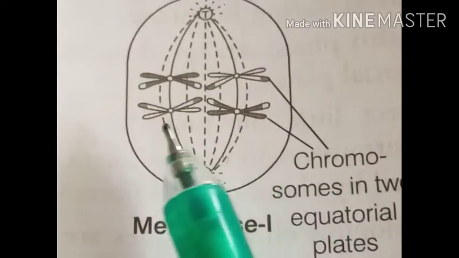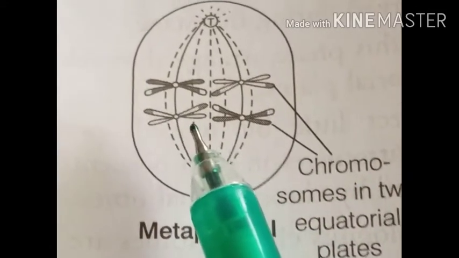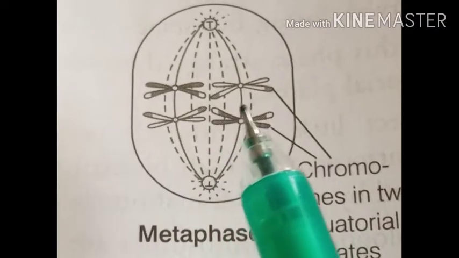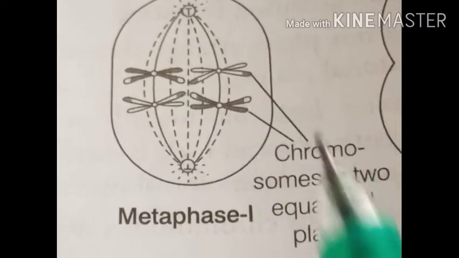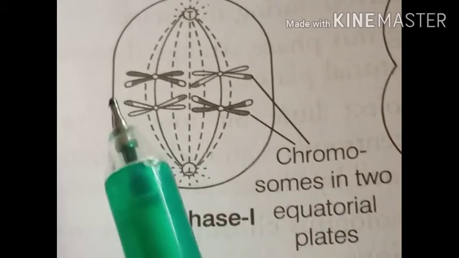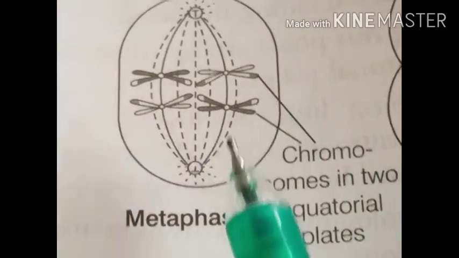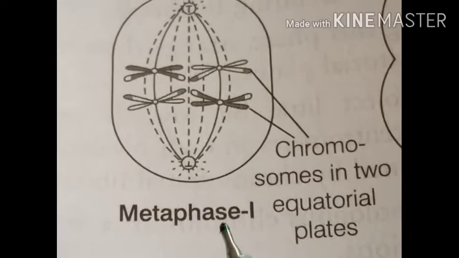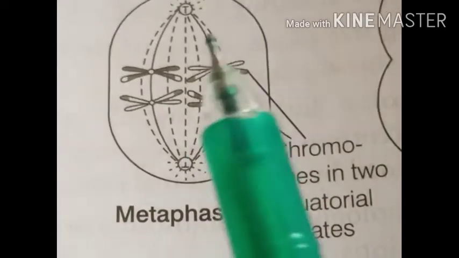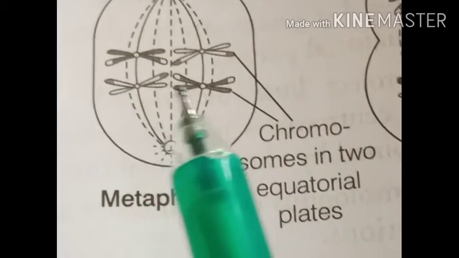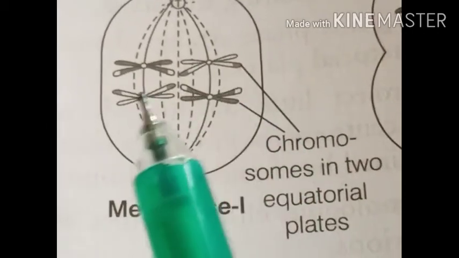In the case of metaphase in mitosis, the chromosomes are arranged in one equatorial plate. But in meiosis, in metaphase 1, the bivalents arrange themselves within two equatorial plates.